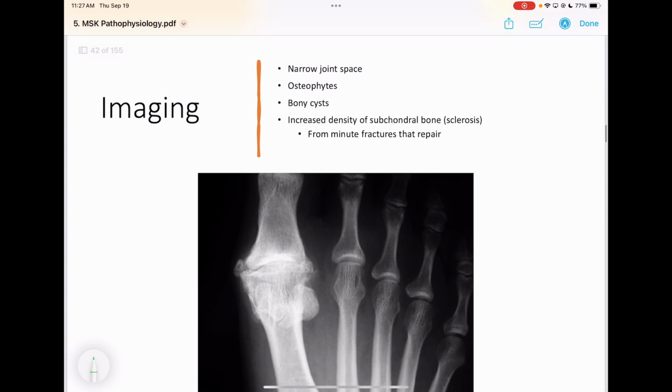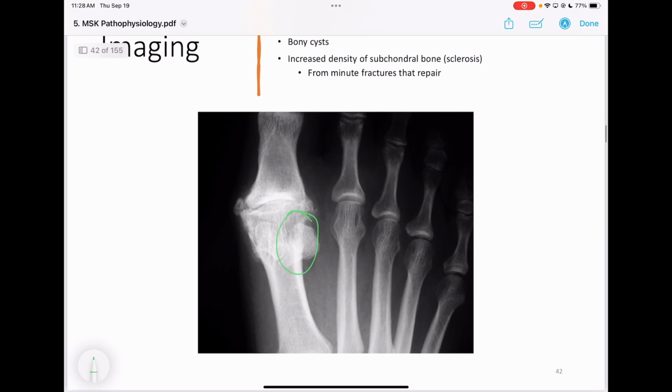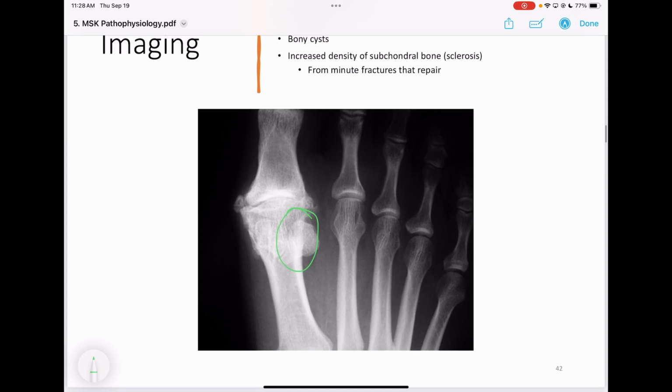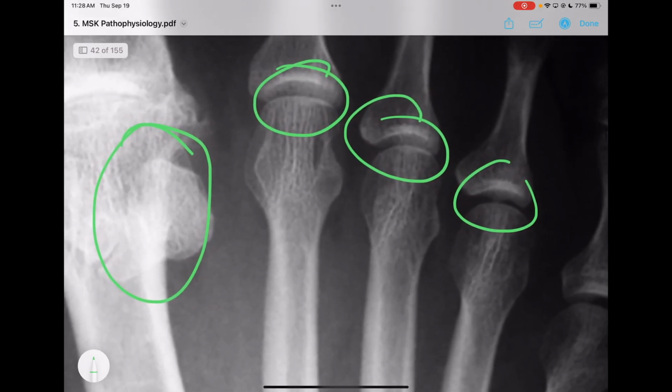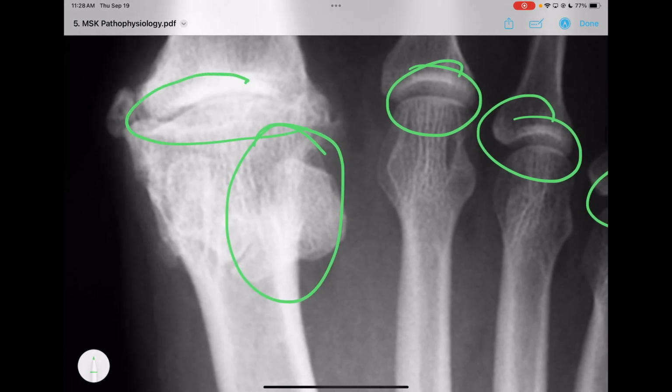So imaging. Okay, these are the osteophytes I was talking about. Okay, increased density of subchondral bone. Again, whenever we repair bone, it gets brighter white because more calcium is going onto that, so it goes white. So those are the osteophytes that you'll see. Also, if you look on those joints, you see pretty good joint space in those joints. Ever see the joint space? Now look at this one. Very, very thin joint space because of the osteoarthritis.